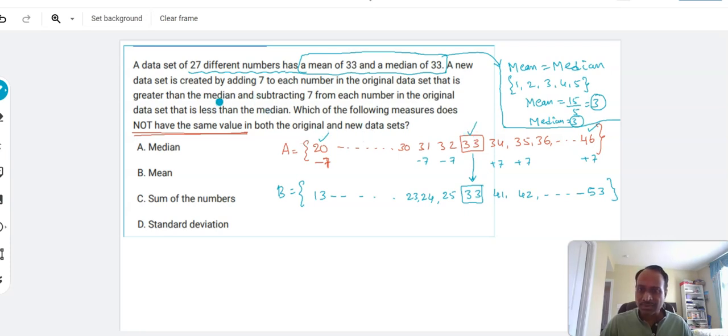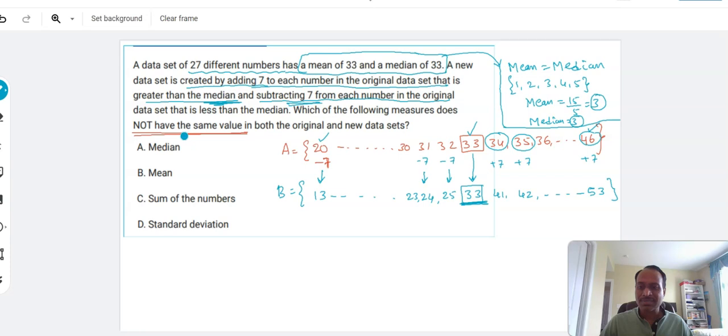And out of these, as per the data, a new data set is created by adding 7 to each number in the original data set that is greater than the median. For every number greater than the median, like 34, 35 onwards up to 46, we should add 7. And every number less than the median, we have to subtract 7 from that. So 32 minus 7 and so on. We have to subtract to the beginning. So you see that the middle number remains the same. We increase 7 to the right side numbers. We decrease 7 to the left side numbers.